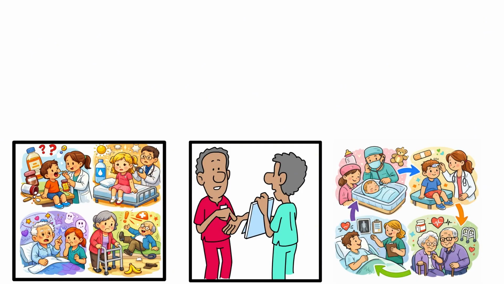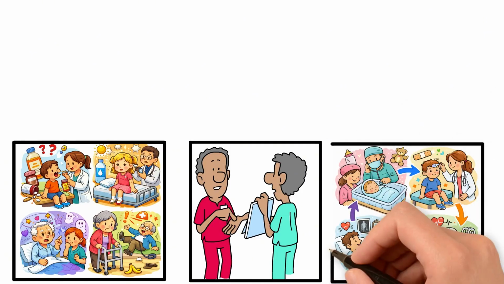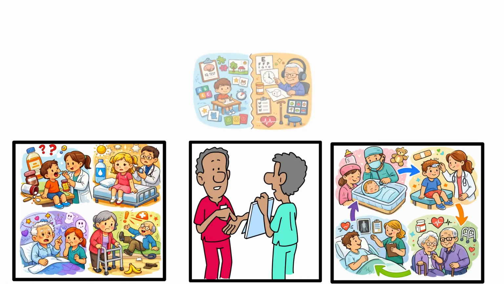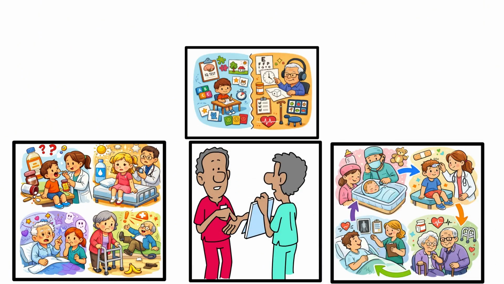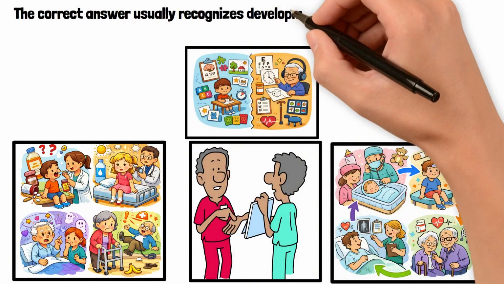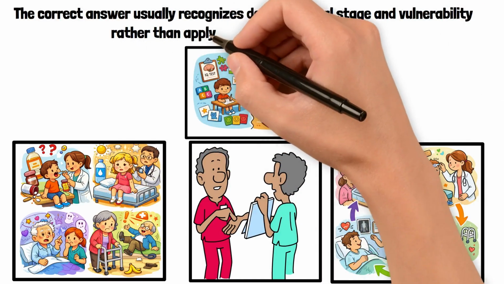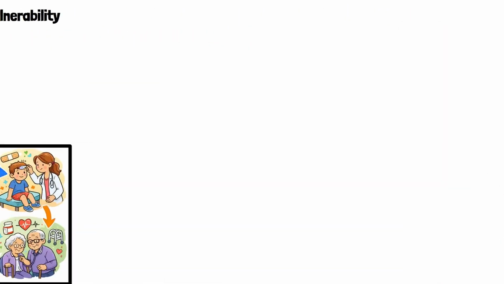The NCLEX reflects these differences by testing age-specific findings and priorities. Questions often ask which assessment is most appropriate for a child or an older adult. The correct answer usually recognizes developmental stage and vulnerability rather than applying adult norms universally.